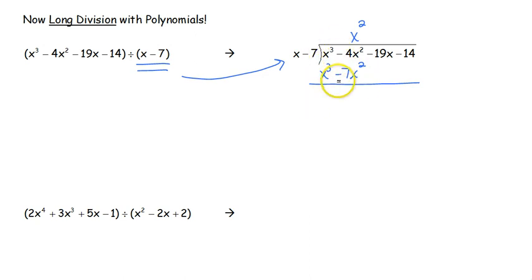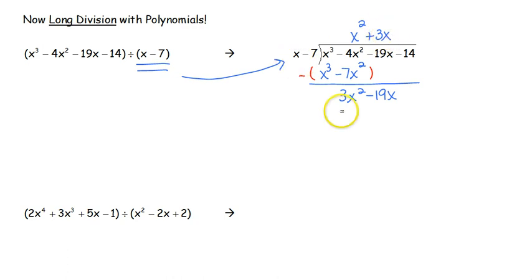A negative 4 minus a negative 7. Don't forget that we are distributing that negative, and this is where it gets a little bit difficult because it's easier when you just have numbers. So that's going to become a positive 7, so 7 minus 4 is going to leave us with 3x squared. Bring down the negative 19x. Again, what do I have to multiply x by to get 3x squared? And that is a positive 3x.